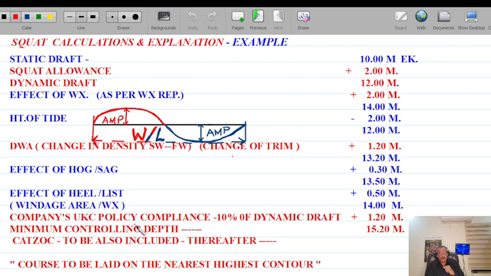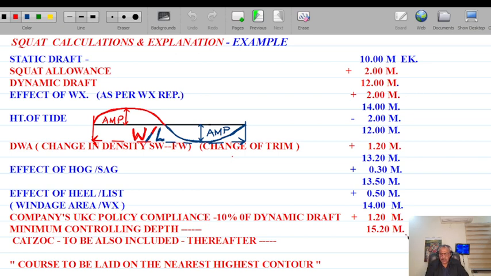Now comes the company's UKC policy compliance. Let's say most of the companies, they say 10% of the dynamic draft. If I take 10% of the dynamic draft, that is, my dynamic draft initially was 12 meters, so it gives me 1.2 meters, which is also to be added. Now, this is the place where we come to the magical figure of minimum controlling depth, which is actually arrived at after you have applied the CATZOC.